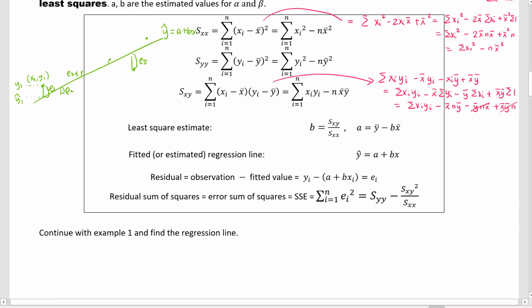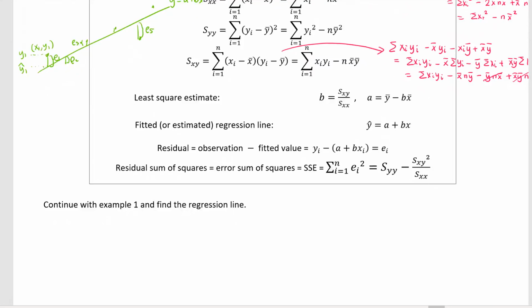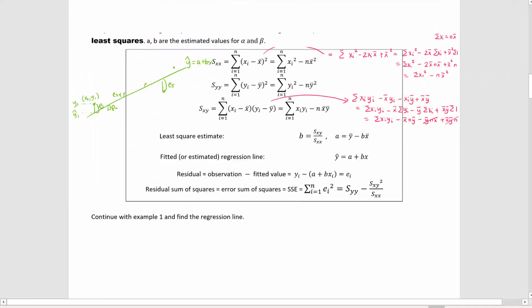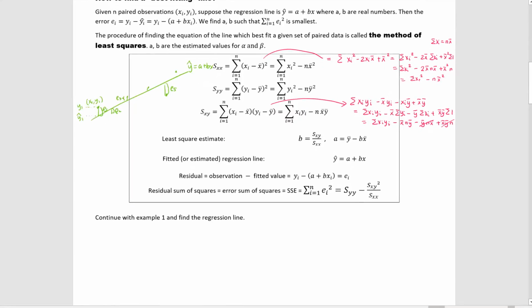So continue with example 1 and find the regression line. I have shown you how to find the regression line from your Word and your calculator. So now let's do it by hand. Please listen carefully. I'm going to tell you what the requirement is, what you need to write. You need to show your work in the final exam.